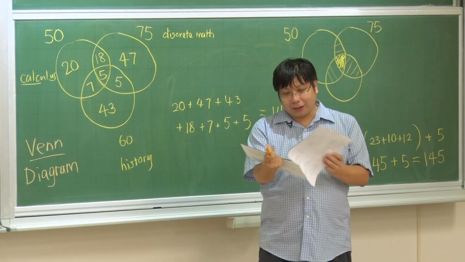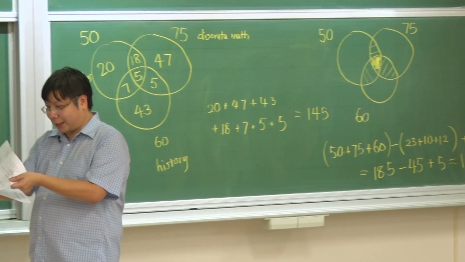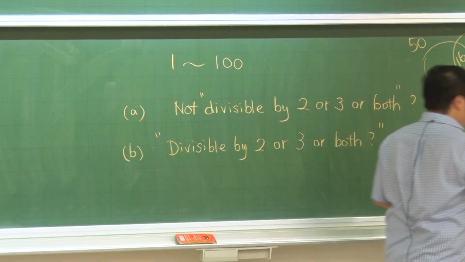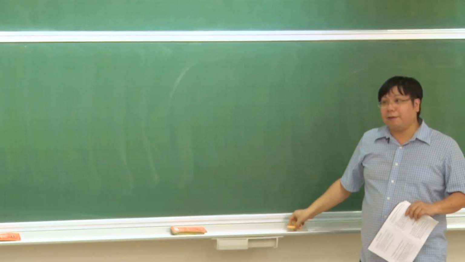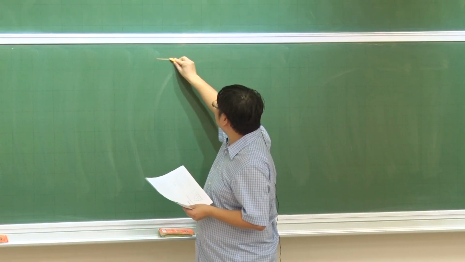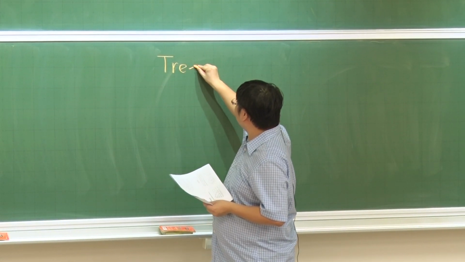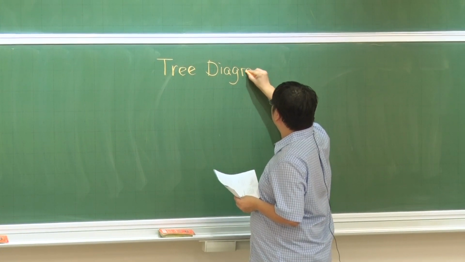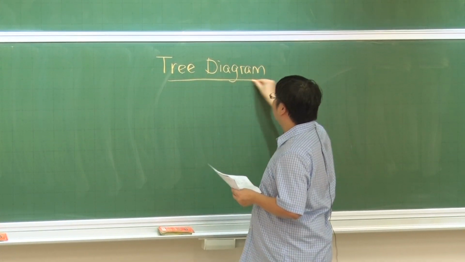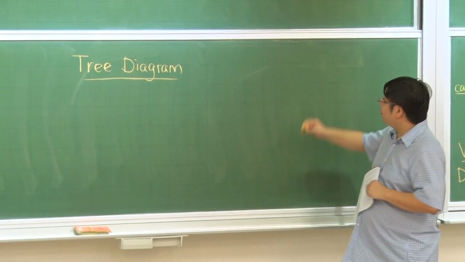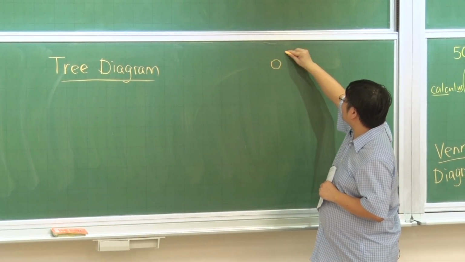Okay, one more concept before we finish this discussion today. Let me use this one. There is always a useful method to help us to do counting. It is called the tree diagram. So first of all, what is a tree? A tree is a special type of graph that has a node here. I call it a root.